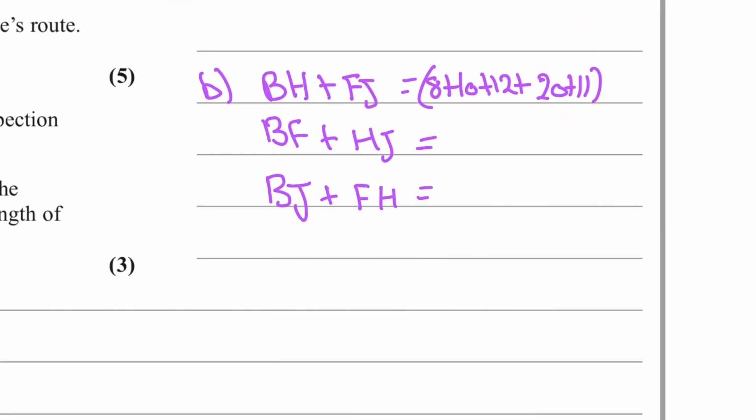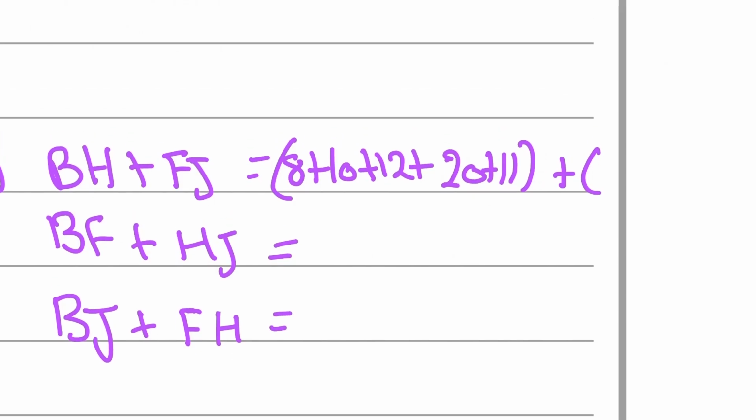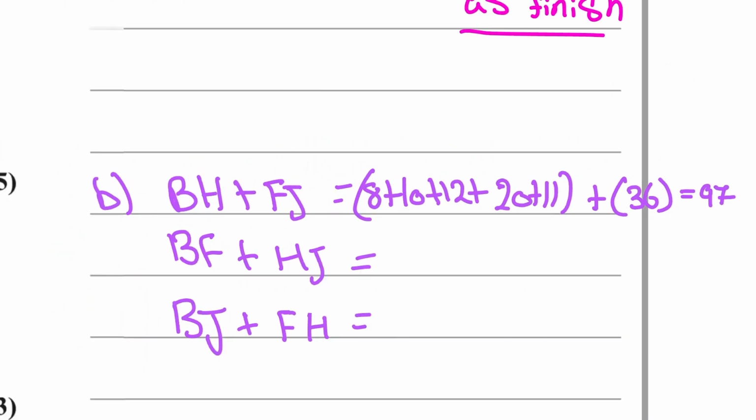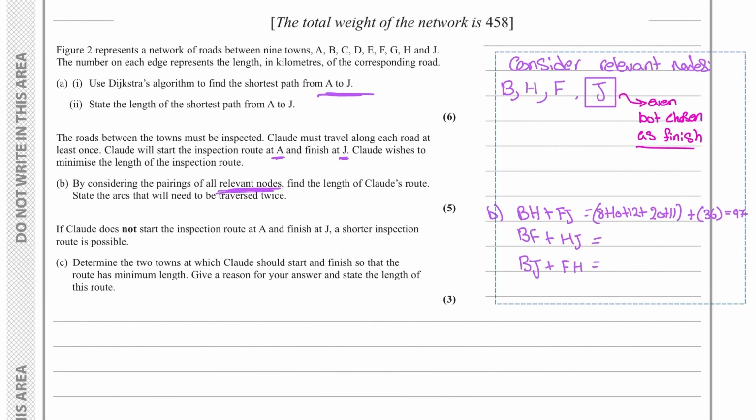83 minus 47 is going to be 36, which is going to give us, let me check, calculator. 10 plus 12. So we are going to get 97 for this one. Let me just take this down somewhere with more space.